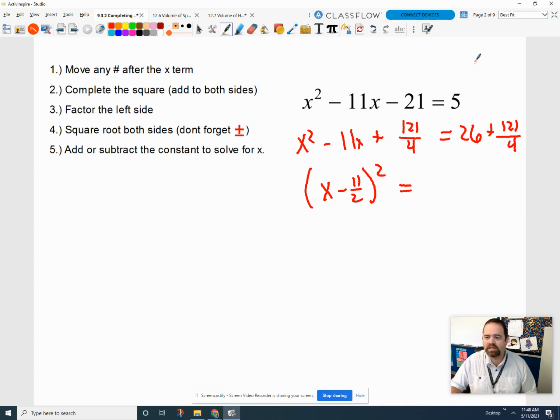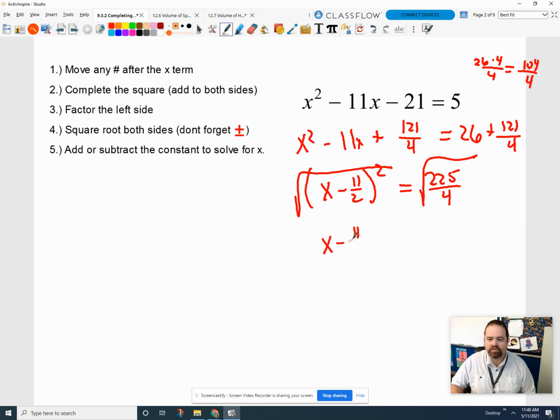And this guy, little scratch work here, 26 times 4 over 4. That is 80 and 24, so that's 104 over 4. And I'm going to add that to 121, so that is 225 over 4 when I add those guys together with a denominator of 4. Okay, now I'm going to keep it that way. So when I take the square root, excuse me, I get x minus 11 over 2 equals positive and negative.